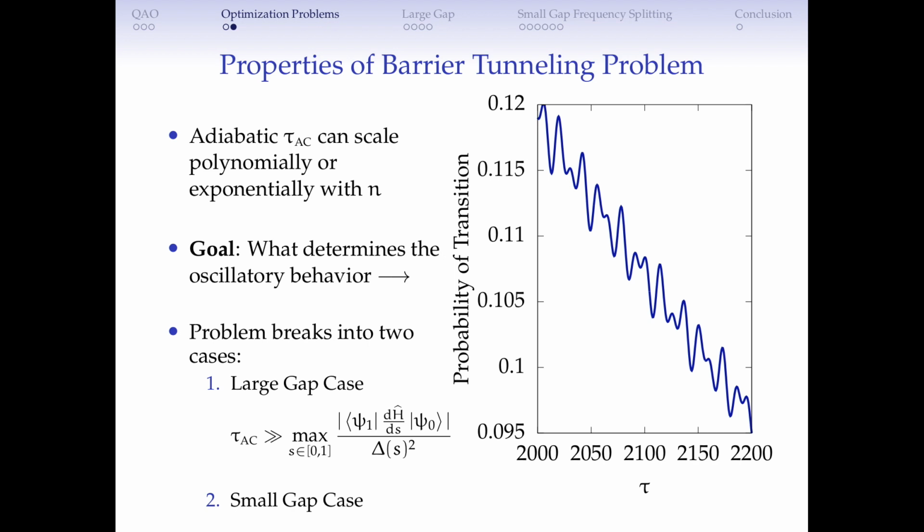And the model that we're using, depending on the size of that barrier, quantum adiabatic can take polynomial or exponential time. And our goal is going to be, again, to determine what this oscillatory behavior is as a function of your total runtime. And this really breaks down into two cases. One where you're following the adiabatic condition, and one where you mostly follow it, except maybe in a small region, an avoided level crossing or something like that.